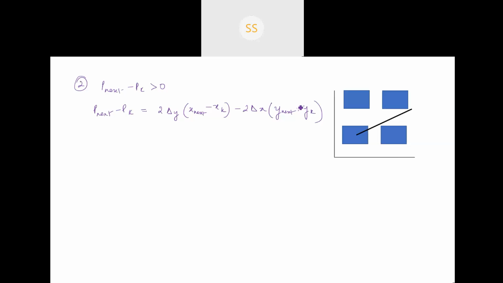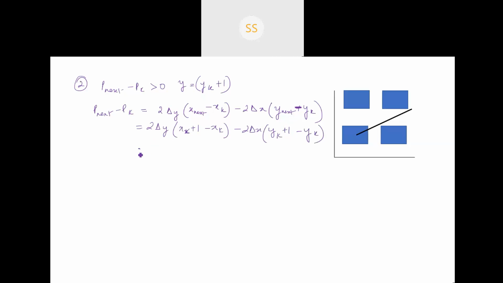Okay, now that I've got this particular value, I think it was minus. So now when your p next minus pk is greater than 0, that means you're going to have your y value to be equal to yk plus 1. So I can substitute it as 2 delta y, and in the x next I'll write it as xk plus 1 minus xk, minus 2 delta x. What is your y next? It is yk plus 1 minus yk.